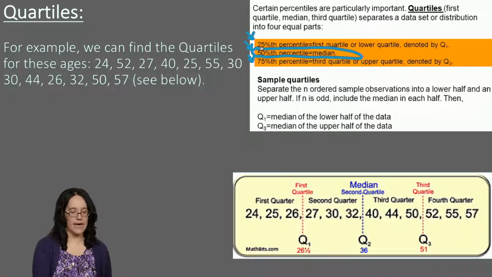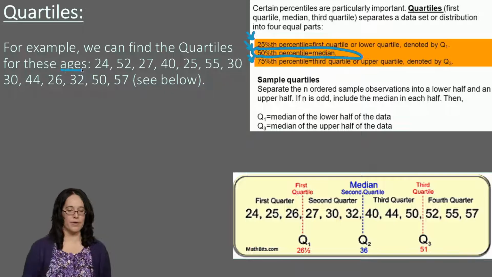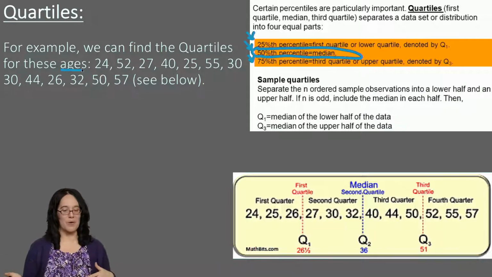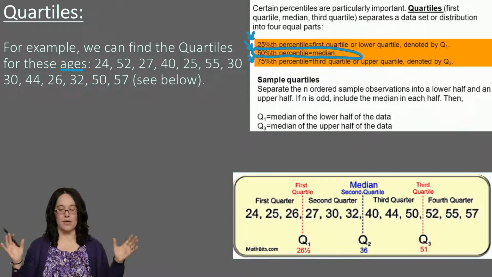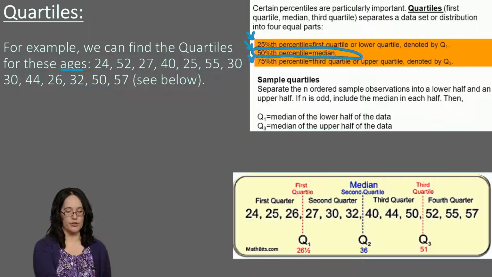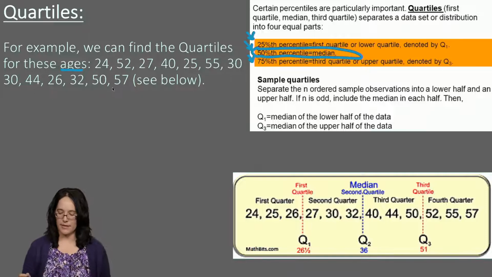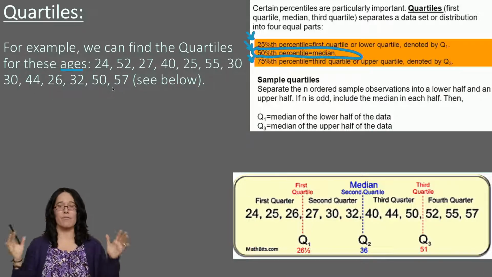So take a look at the ages here. We've talked about them before, I think. A 24-year-old, a 52-year-old, a 27-year-old, a 40-year-old, a 25-year-old, a 55-year-old, a 30-year-old, another 30-year-old, a 44-year-old, a 26-year-old, a 32-year-old, a 50-year-old, and a 57-year-old. Okay. How many people did we just talk about? So 1, 2, 3, 4, 5, 6, 7, 8, 9, 10, 11, 12, 13. Did I count wrong? Yeah, I think that's right. Okay, so we have all of our data there.